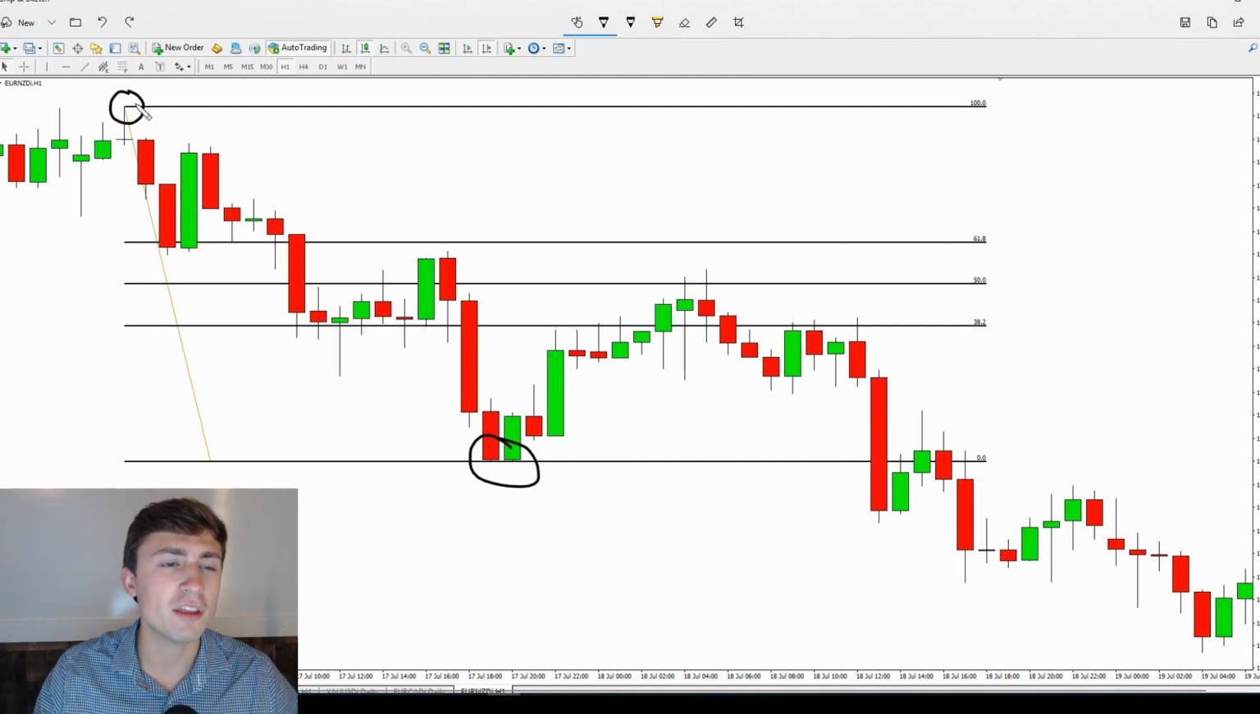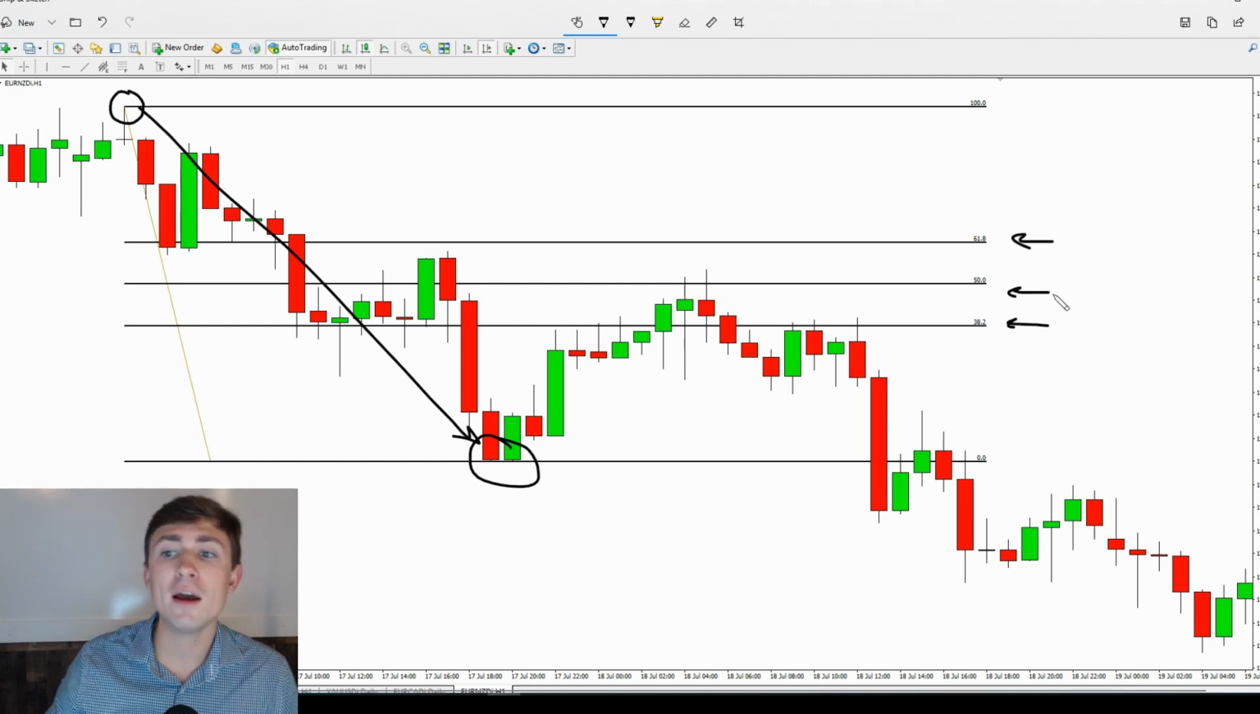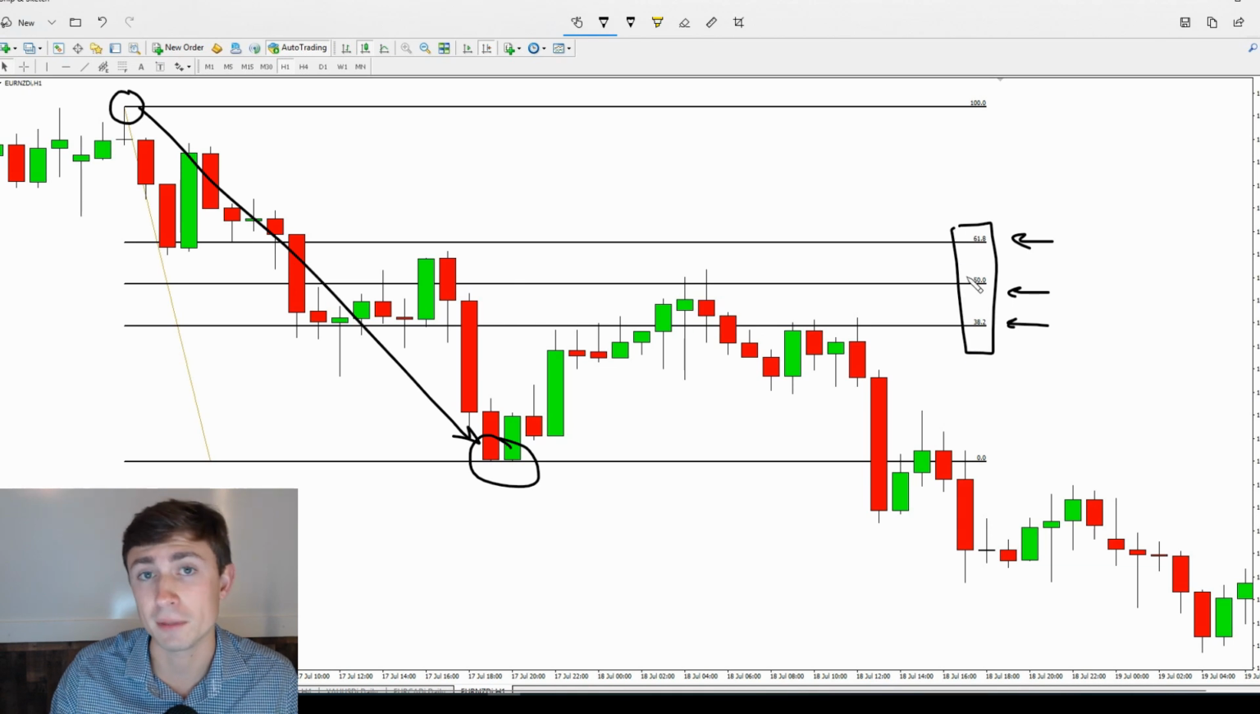We drew the Fibonacci from the top of this trend to the bottom of this trend, from high down to low. And then what it did is it plotted our levels here. You can see we got 3 levels in there. By default, there are more than this, but these are the 3 levels that I personally like to look at. So I'm going to teach those 3 levels: the 61.8, the 50%, and the 38.2% levels.